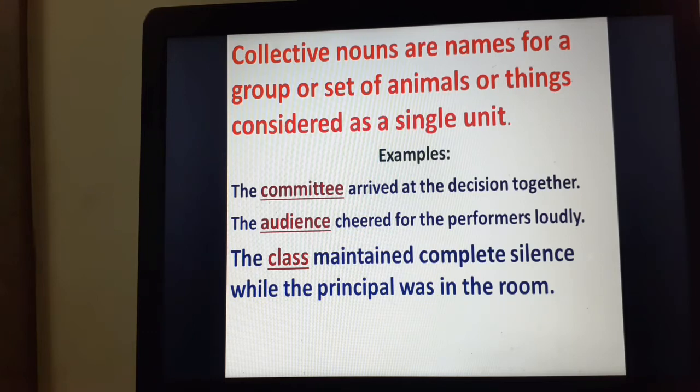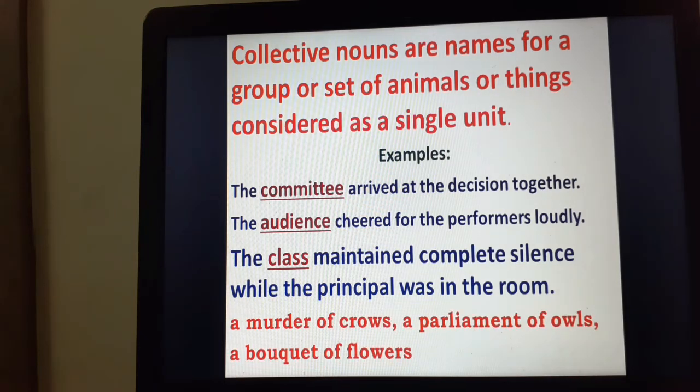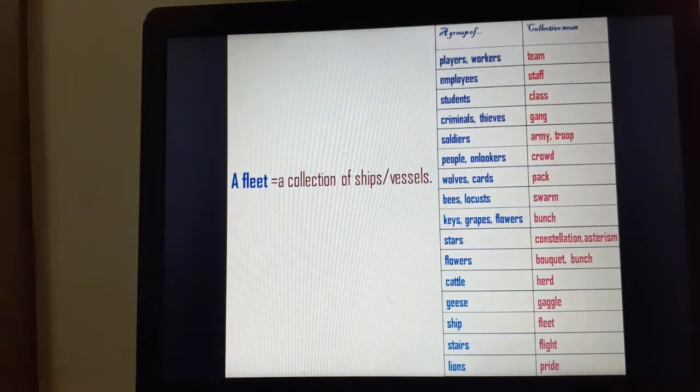So, collective noun means something like collection, a group or set of animals or things considered as one. There are a lot of collective nouns in English and they are very interesting to learn. Let's see some more collective nouns. A mother of crows, a parliament of owls, a bouquet of flowers. Let's look into some more examples.